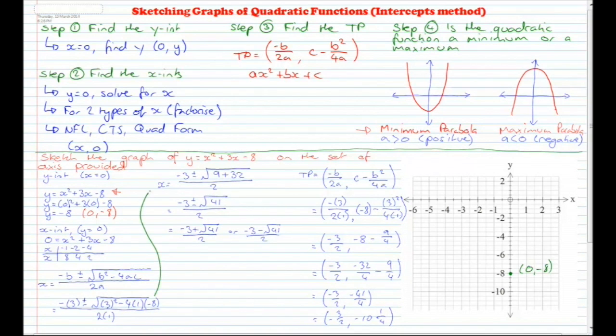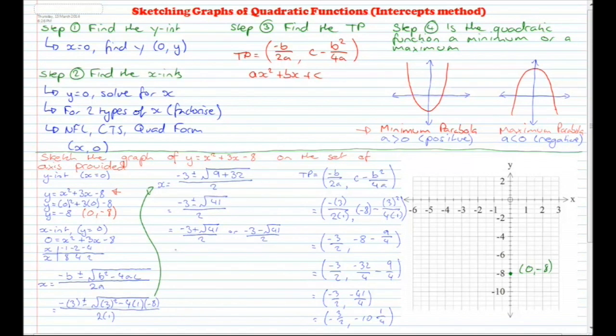Going through and simplifying up here now, as you can see, negative 3 is negative 3 of course, plus or minus 3 squared is 9, negative 4 times 1 is negative 4, times negative 8 is positive 32, over 2 times 1 is 2. So you get negative 3 plus or minus the square root of 41 on 2, which can be written as negative 3 plus root 41 on 2, or negative 3 minus root 41 on 2.